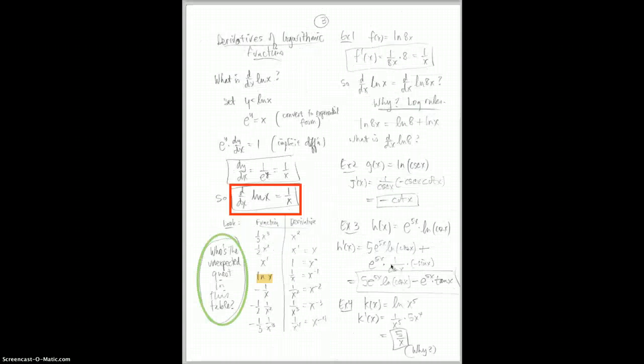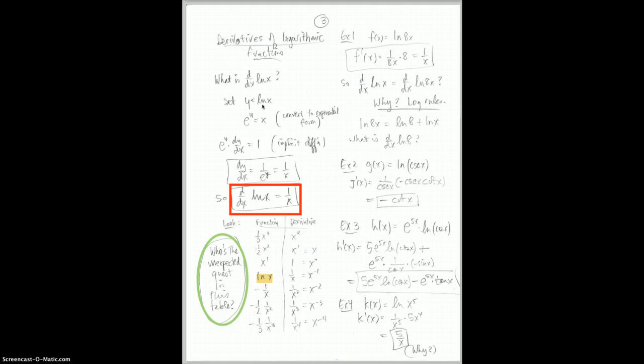Here we are on page 3 of the examples. We're going to learn how to take the derivative of a logarithmic function. And first you need to learn how to take the derivative of just ln of x. What is the derivative of ln of x? You set y equal to ln x. That's what you're trying to take the derivative of.